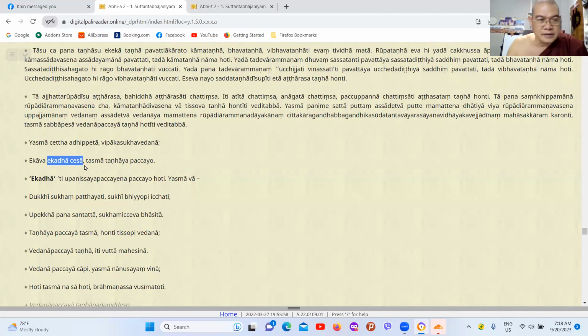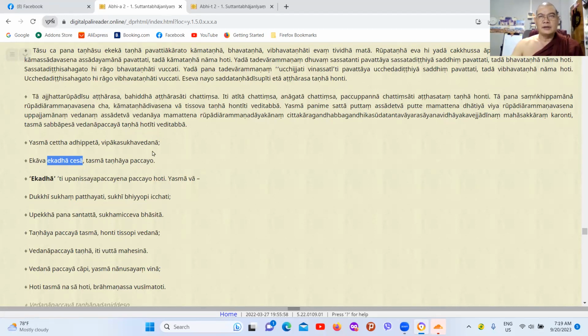Because of a type of error, I think. This is not only a type of error, but if you want to say ekada ja, this is one of ja. Ekada wa should be ekada ewa. Ekada ewa, only one condition. So ekada here, upanisya pachyo, only one condition, which is upanisya.